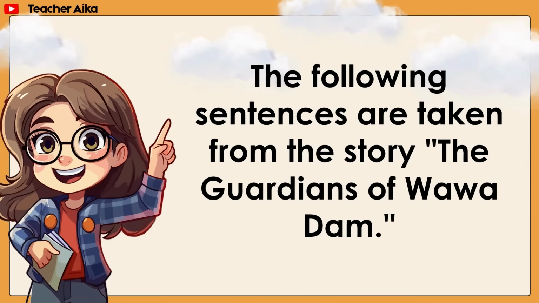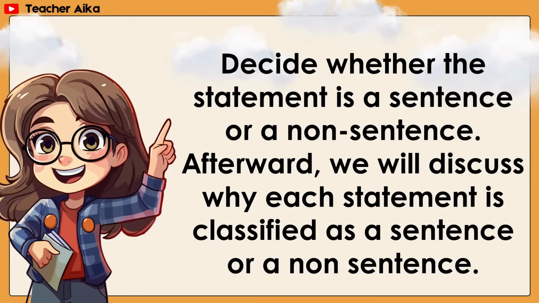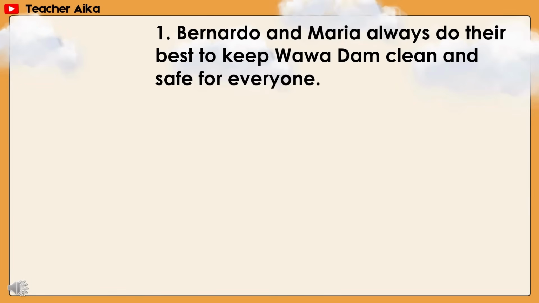The following sentences are taken from the story The Guardians of Wawa Dam. Decide whether the statement is a sentence or a non-sentence. Afterward, we will discuss why each statement is classified as a sentence or a non-sentence. Number 1. Bernardo and Maria always do their best to keep Wawa Dam clean and safe for everyone. Answer: sentence.